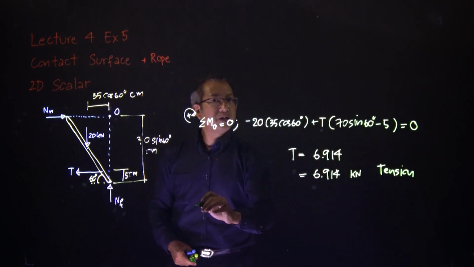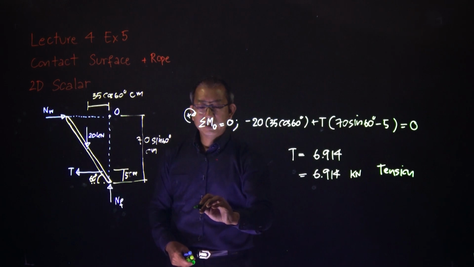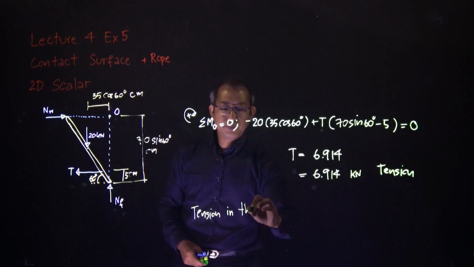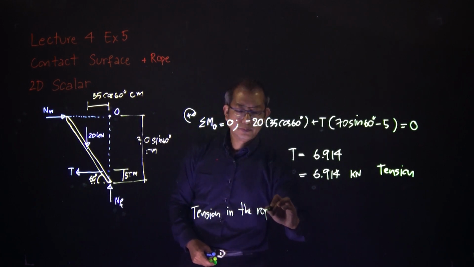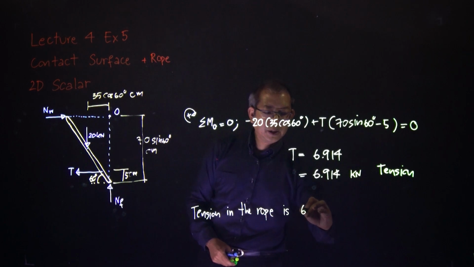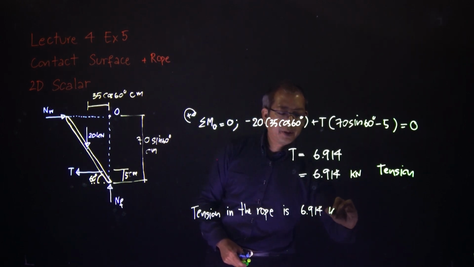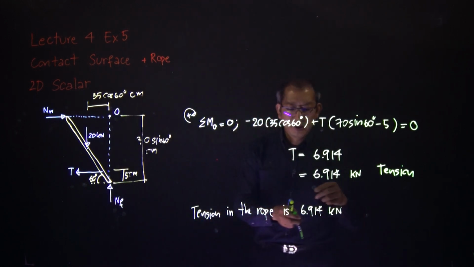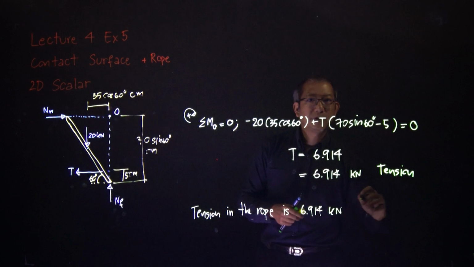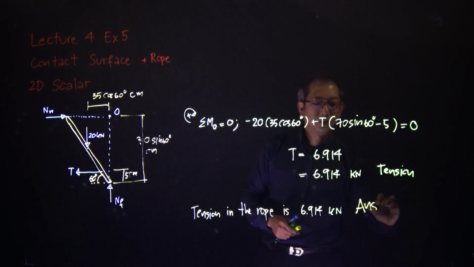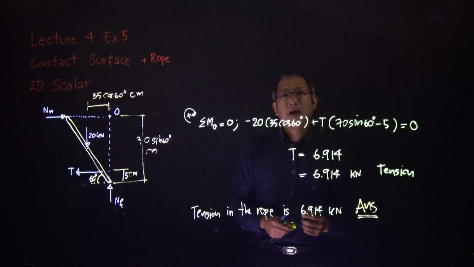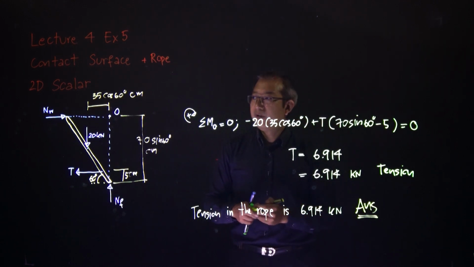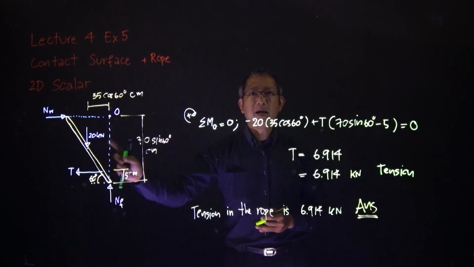If we summarize into the answer, the tension in the rope is 6.914 kilonewtons. Since we already said it's a tension, there's no need to put in tension here again, and then we can just answer it. And this is done to answer what is the tension in the rope if this stick can remain in equilibrium.